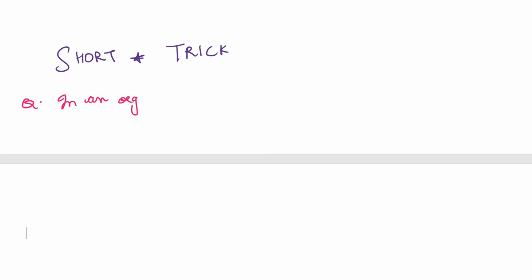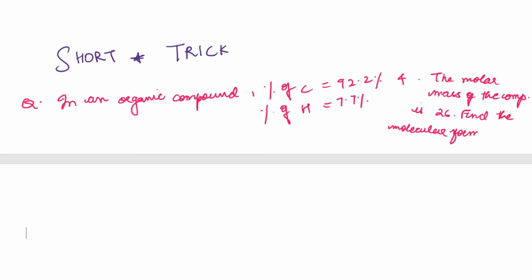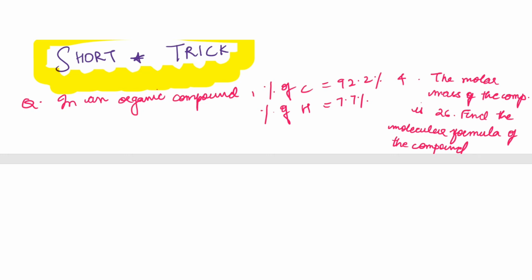So the question is, in an organic compound, percentage of carbon is equal to 92.2% and the percentage of hydrogen is 7.7%. Same, they have given us the molar mass of the compound as 26. We need to find the molecular formula of the compound. Same format as the previous question. I'm going to solve this question with the short trick where you can save a lot of time.